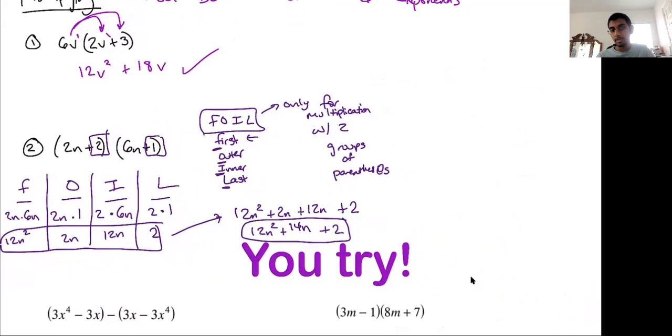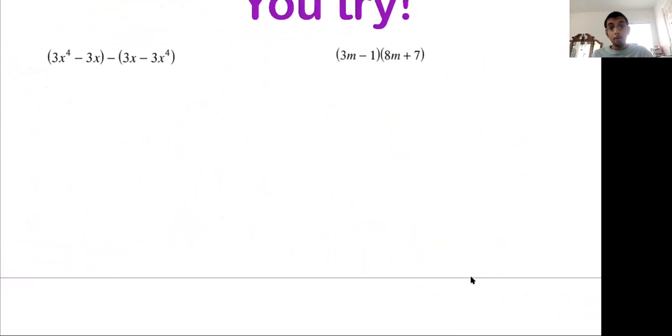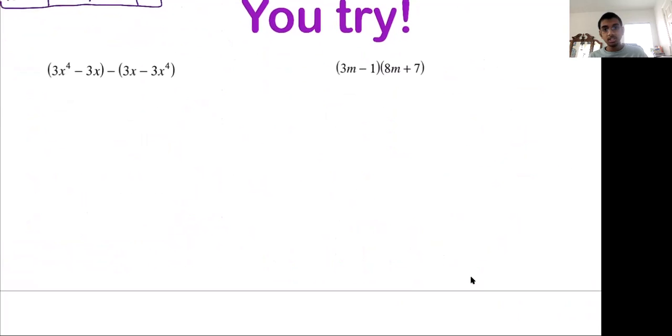So now that I know how to do that, I want you guys to try these two problems. This should be pretty simple. The first one is just subtraction. So remember, you do not do FOIL for that one. You're just going to do normal subtraction like I taught you. Combine the like terms. Make sure to distribute this to both of the terms inside there. That's my little hint for you guys.